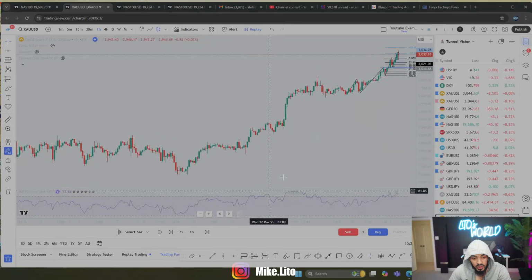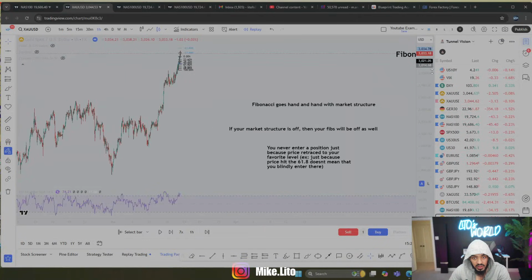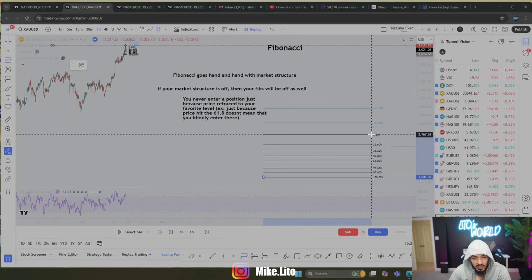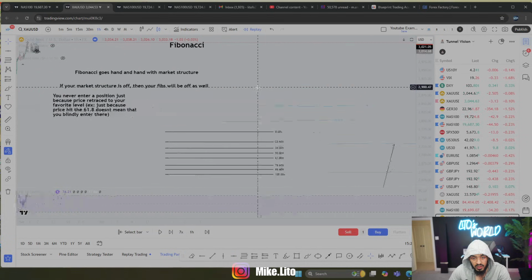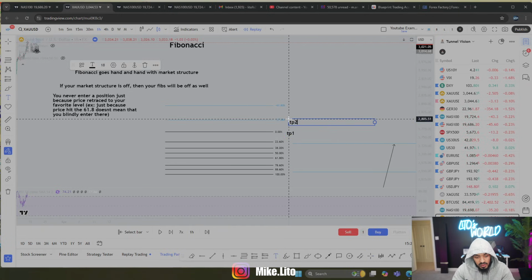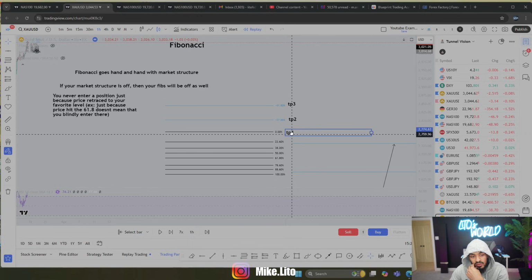When I'm looking for my take profits, I forgot to mention that. My take profits are pretty self-explanatory. My TP1 will always be 0. TP2 will be negative 27. And TP3 will be negative 61.8. That is how I use the fibs.